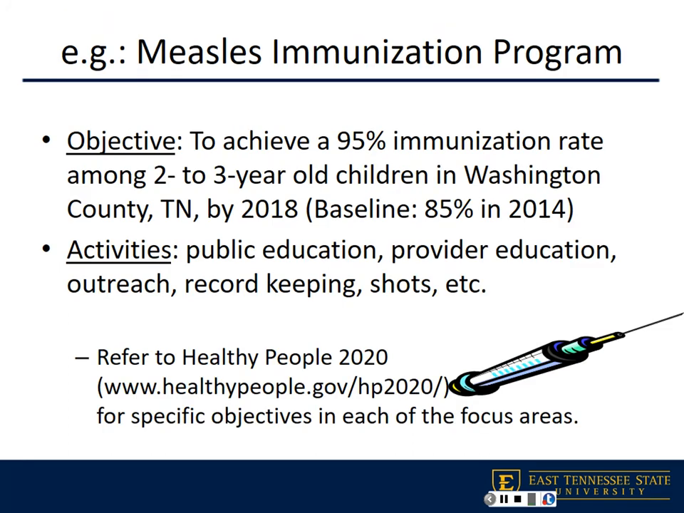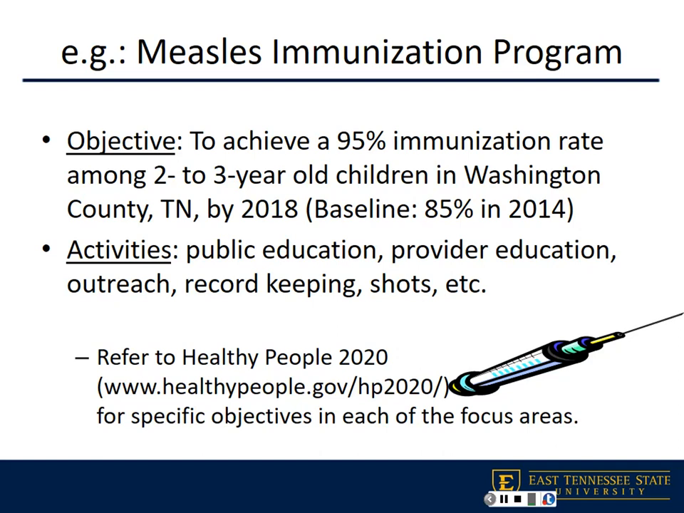So this is an example of a measles immunization program. The objective here is to achieve a 95% immunization rate among 2 to 3 year old children in Washington County, Tennessee by 2018. The baseline was 85% in 2014. Now let me ask you, is this a SMART objective based on what we discussed last week? Okay, again, those are the kinds of objectives that we're hoping you will develop for phase 2 of your project.